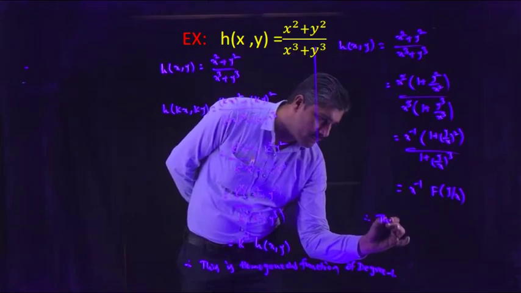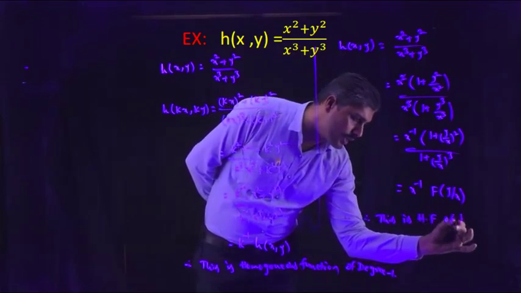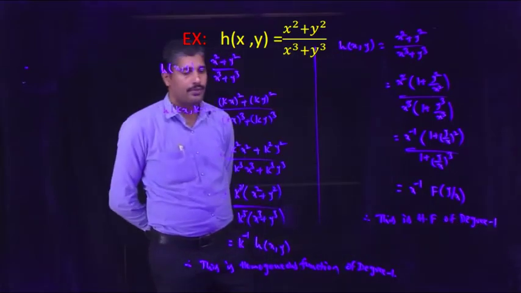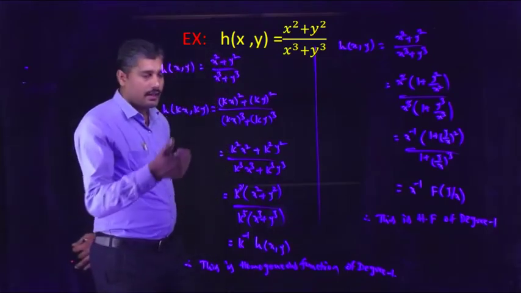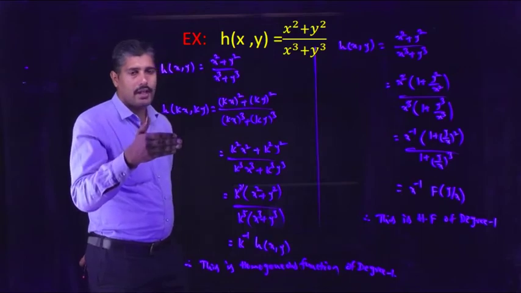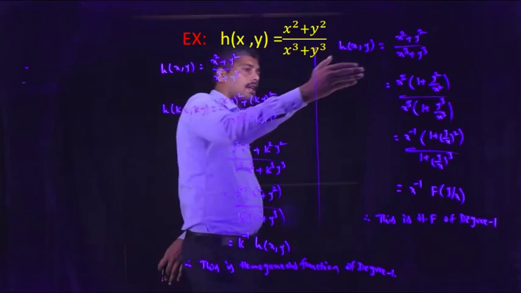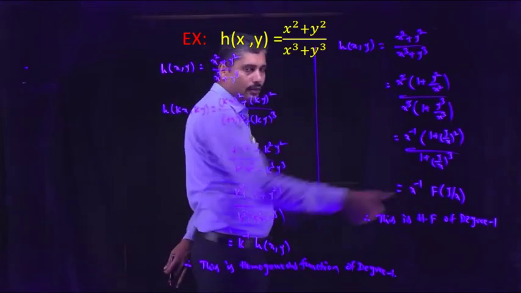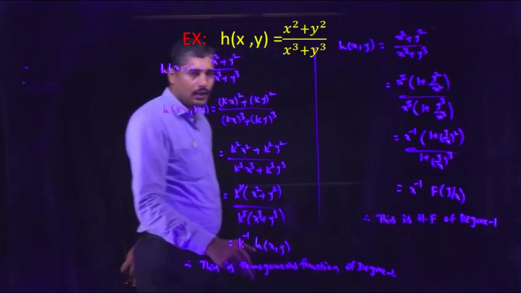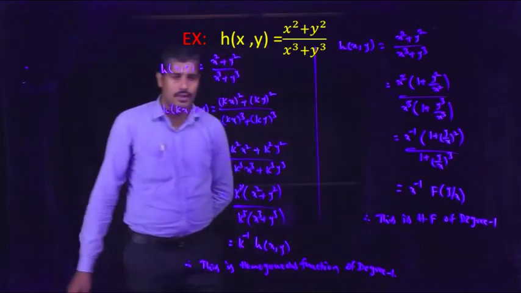Therefore, this is a homogeneous function of degree minus 1. Okay, we say like this: we take in the place of x, kx, in the place of y, ky. Another way we say is to take x^α times f(y/x). Right? Here degree equals minus 1, this is also degree equal to minus 1. Anyway, we say that this function is a homogeneous function.